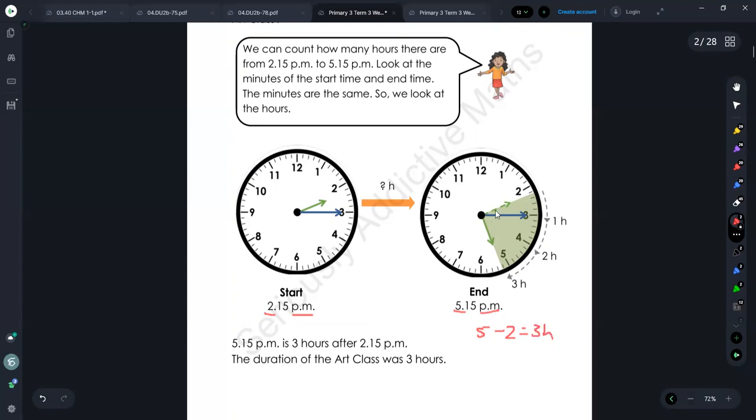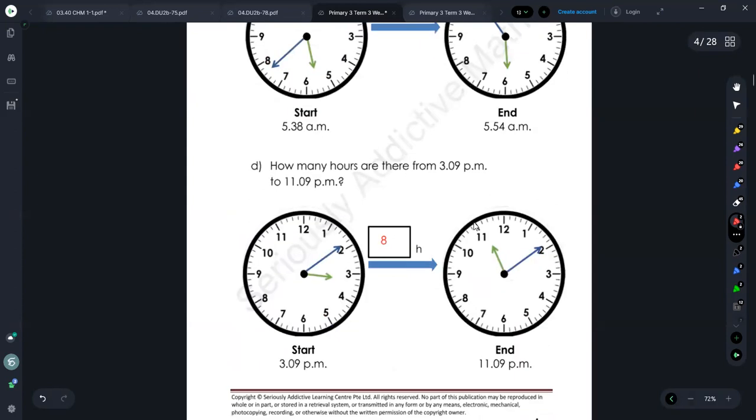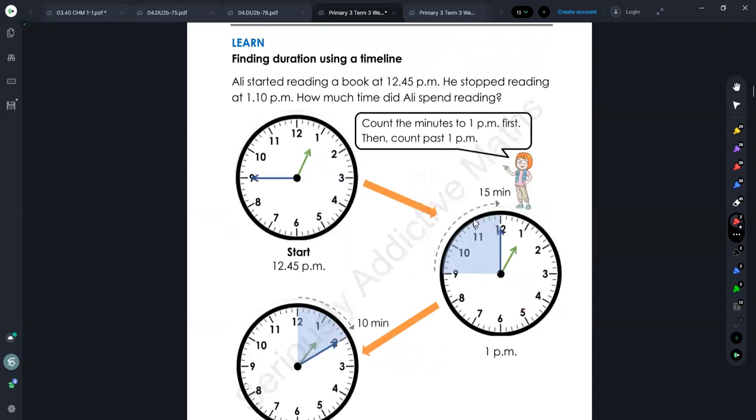Of course, if they have the clock here to help them, then they can actually count as well. Here it can be a bit confusing for some, because you don't go by the notch anymore; you're looking at the hour that's taking place. So from 2 to 3 is 1 hour, from 3 to 4 is 1 hour, and 4 to 5 is 1 hour. You cannot count another 1 hour here because it's not past 6. So it's 3 hours. So, a few ways of doing this. And then you get into the guided practice, quite straightforward.